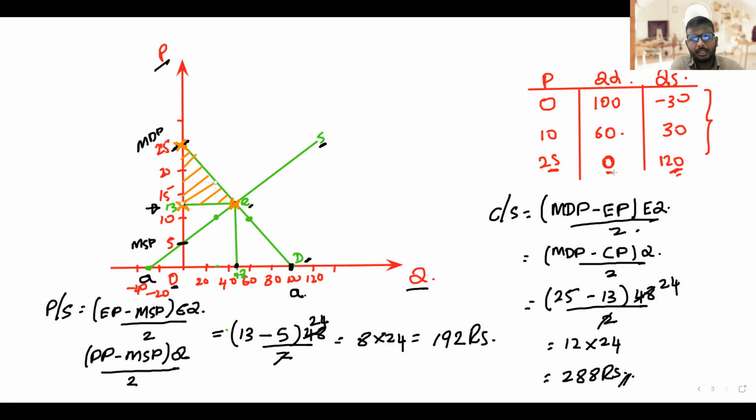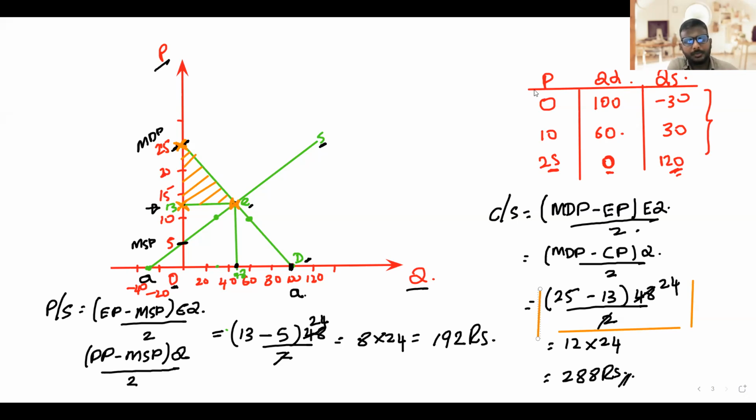I have found the area of that triangle here. The gap between 25 and 13 multiplied by 48, divided by 2, the area of the triangle, half into base into perpendicular height.